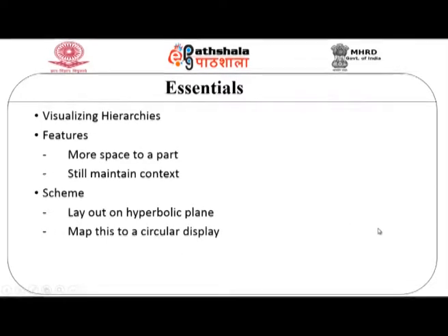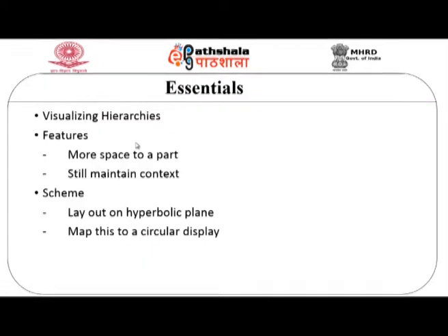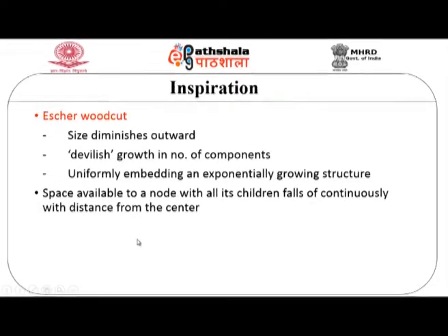So the essentials of this are, it is possible for us to visualize the hierarchies using these kinds of hyperbolic trees. The features are, there is more space to work with, and it still maintains the context information. The schemes that are applied are layout on a hyperbolic plane, which may be mapped onto a circular display.